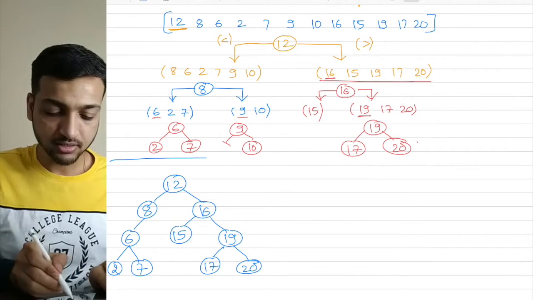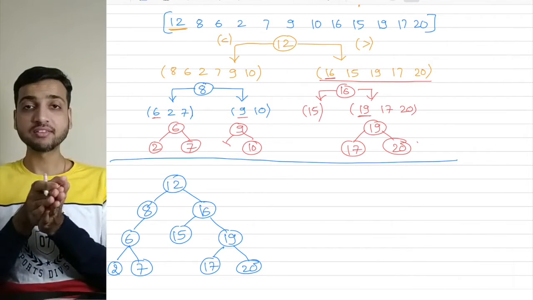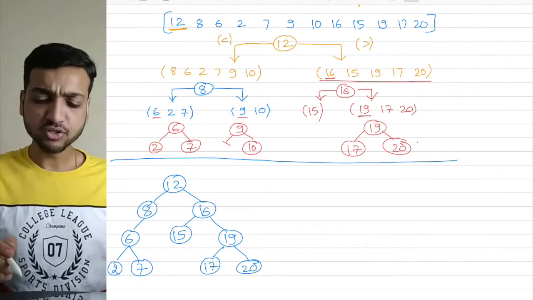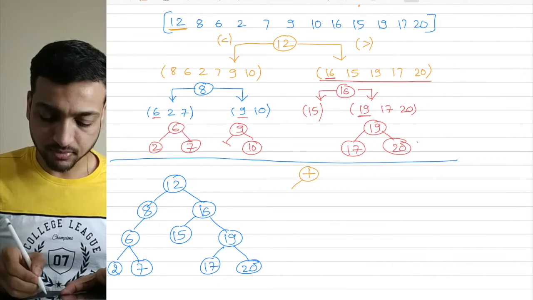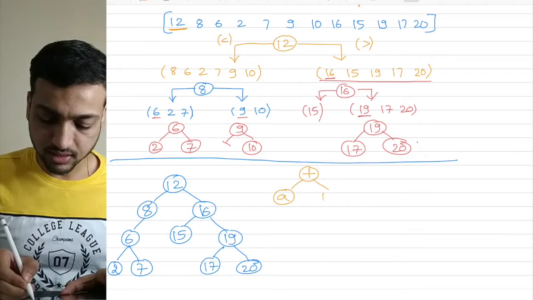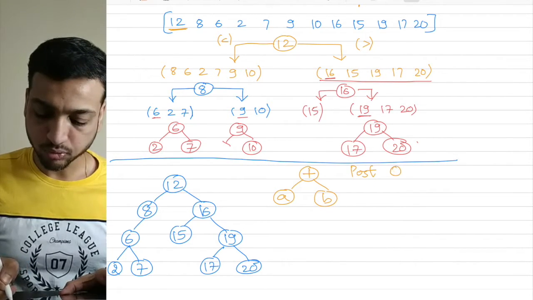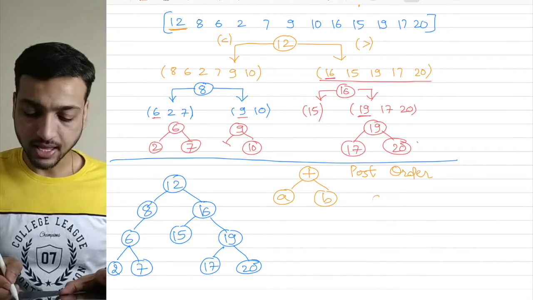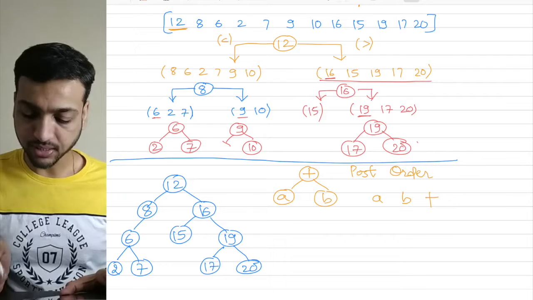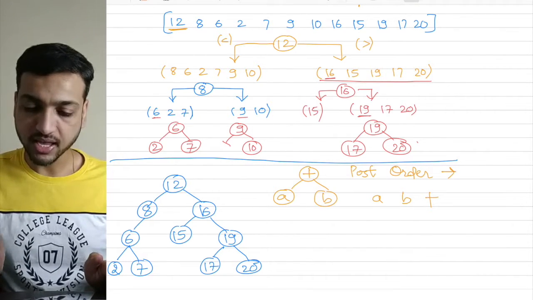Let me draw a line here so that there is no confusion. Now they have asked us the post order traversal of this tree. So let's first quickly revise what post order traversal of a tree is. Once again, I'm going to take the same example as before. If this is my binary tree, let me write it down. The post order traversal of this binary tree is going to be A B plus.